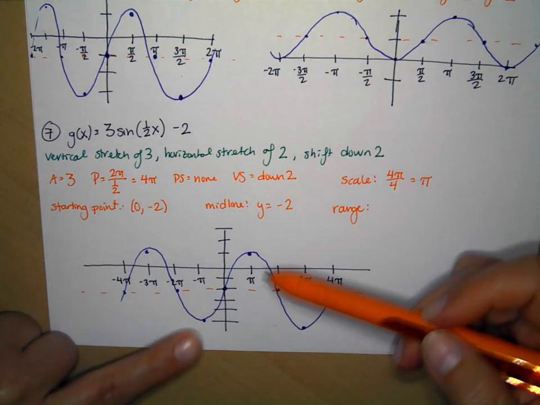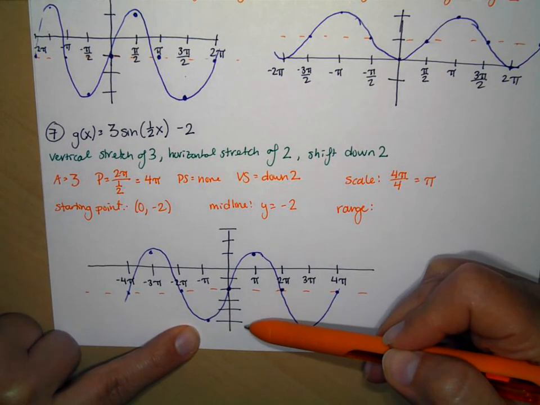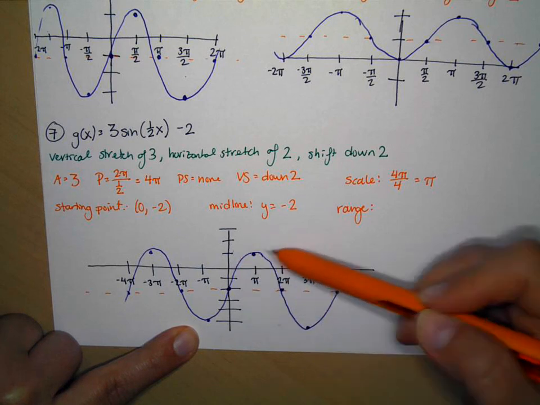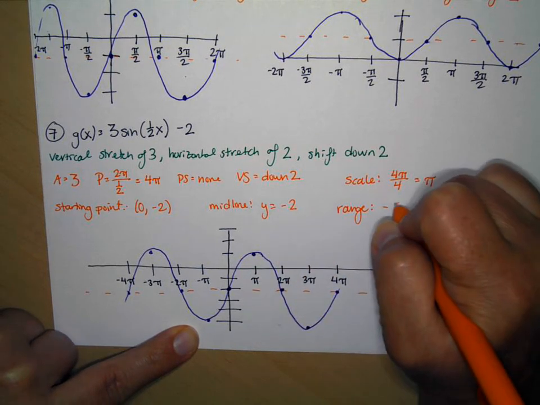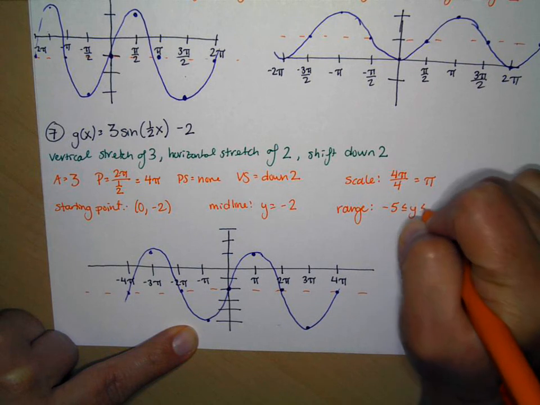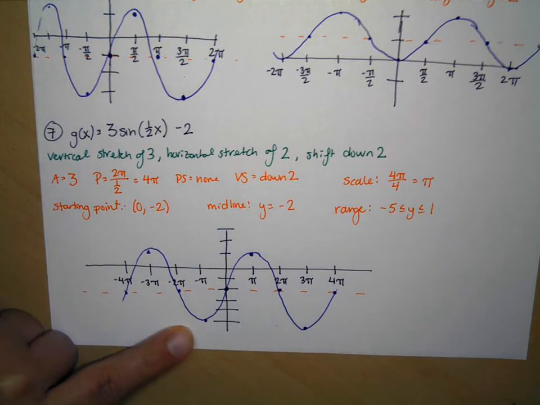So this time our lowest y value is at -5. Our highest y value is at +1. So our range is from -5 to +1.